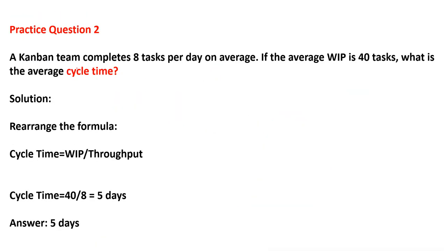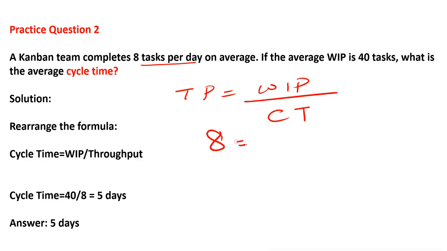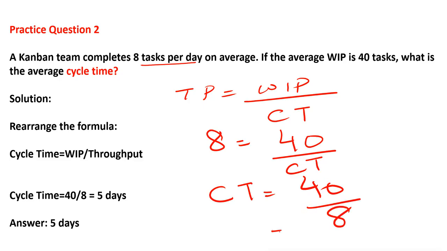A Kanban team completes 8 tasks per day on average. Now throughput is given, right? So throughput is equal to work in process divided by cycle time. Now the throughput is given as 8 tasks per day. If the average work in process is 40, what is the cycle time? So you only have to bring cycle time here, 40 divided by 8, which is equal to 5. So 5 days, right, is the cycle time.